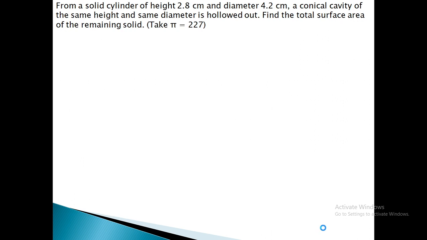Now next question is, from a solid cylinder of height 2.8 centimeter and diameter 4.2 centimeter, a conical cavity of the same height and same diameter is hollowed out. Find the total surface area of the remaining solid. We have R is equal to diameter divided by 2, that is 4.2 divided by 2. 2 2s are 4, 2 1s are 2. You can say 2.1 centimeter is the radius of the solid cylinder and the height is 2.8 centimeter.